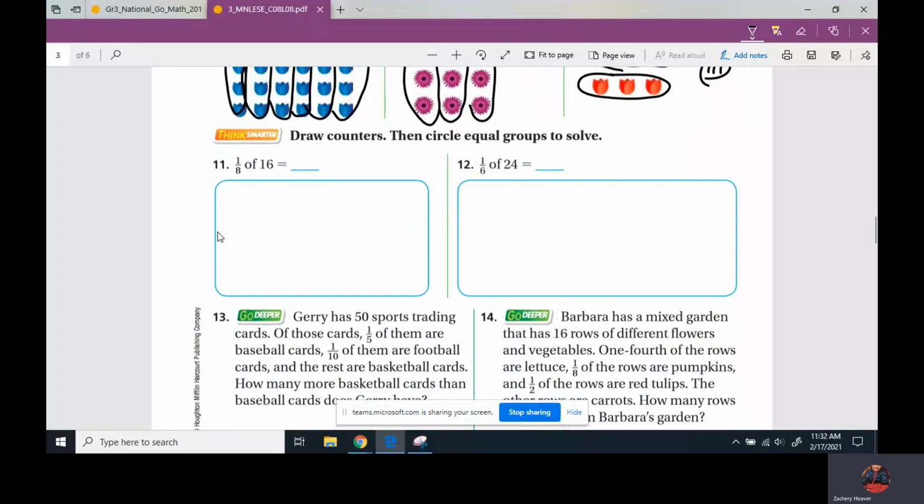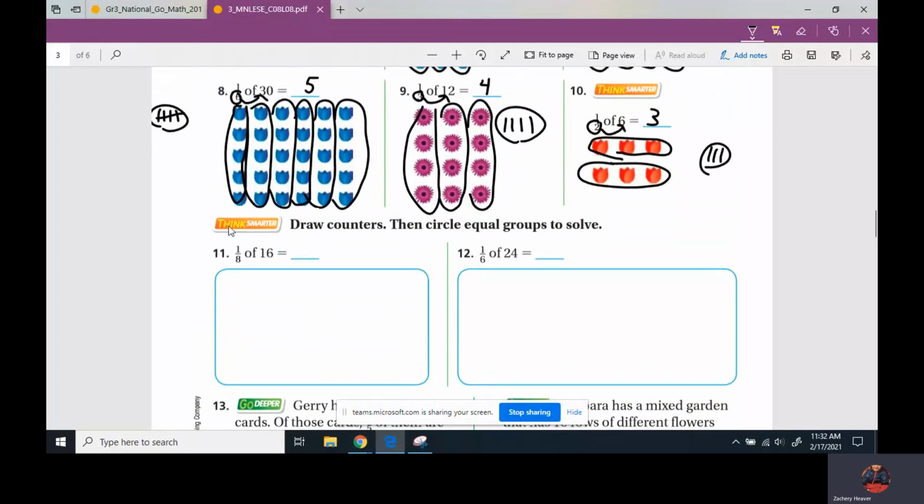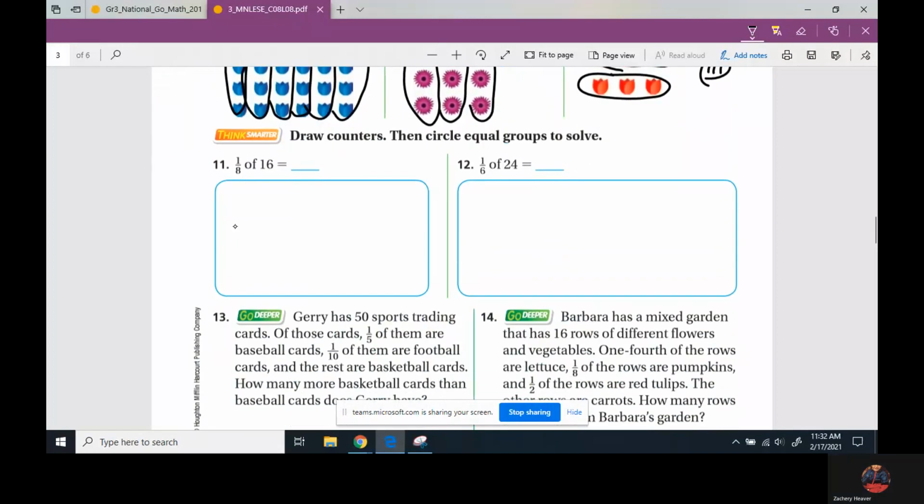So 1/8 of 16. We have to draw our 16 counters. 1, 2, 3, 4, 5, 6, 7, 8, 9, 10, 11, 12, 13, 14, 15, 16. So I'll do 16 counters.